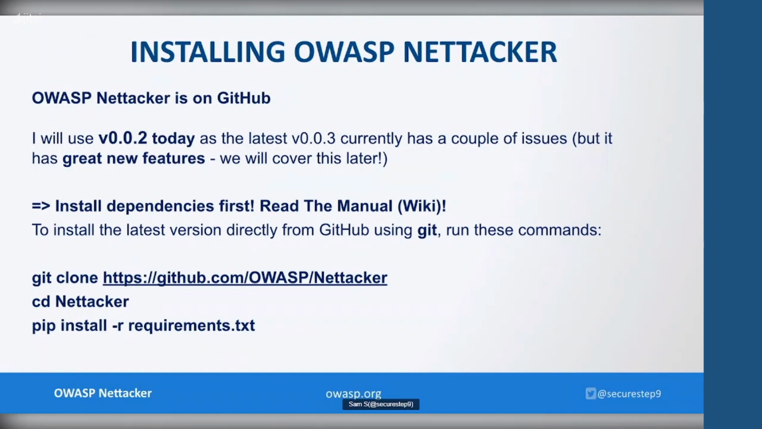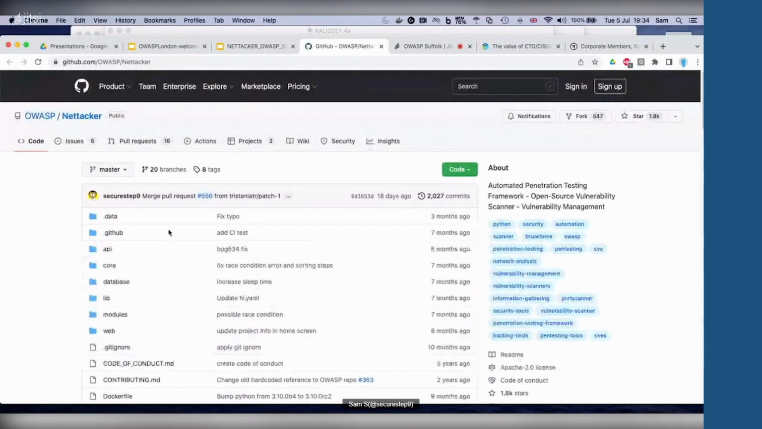Make sure you install dependencies first, depending on which operating system you're installing. With Windows, of course, on Linux, it's a little bit easier to install, and on Kali Linux, it's even easier. But generally, you would just clone Nettacker from GitHub and run pip install -r requirements to install all the Python dependencies.